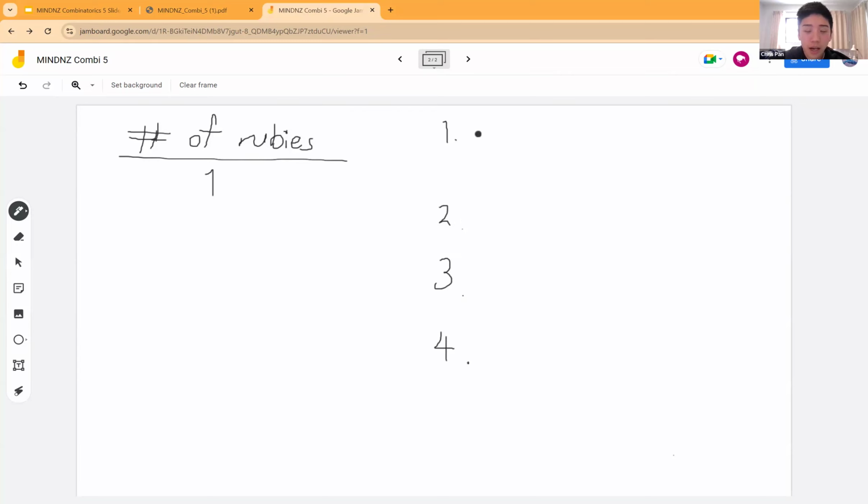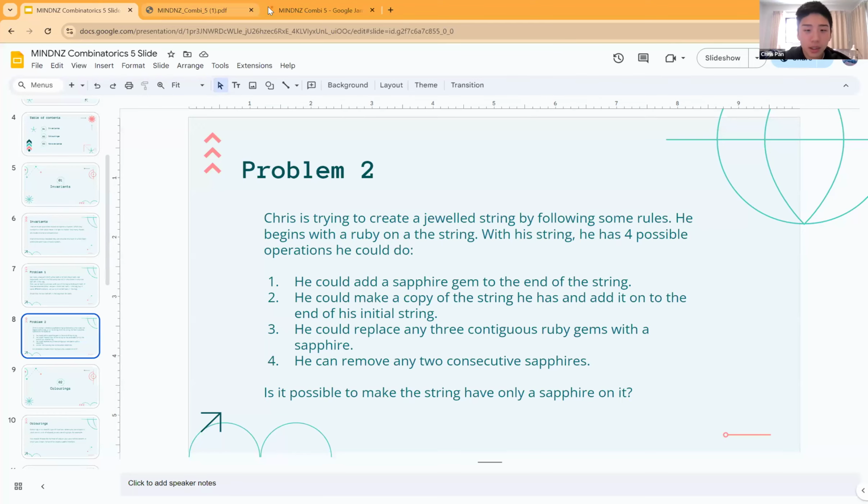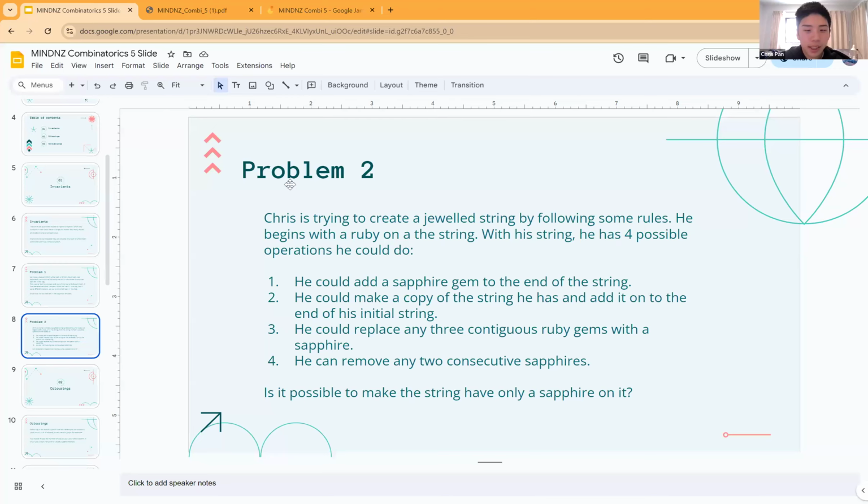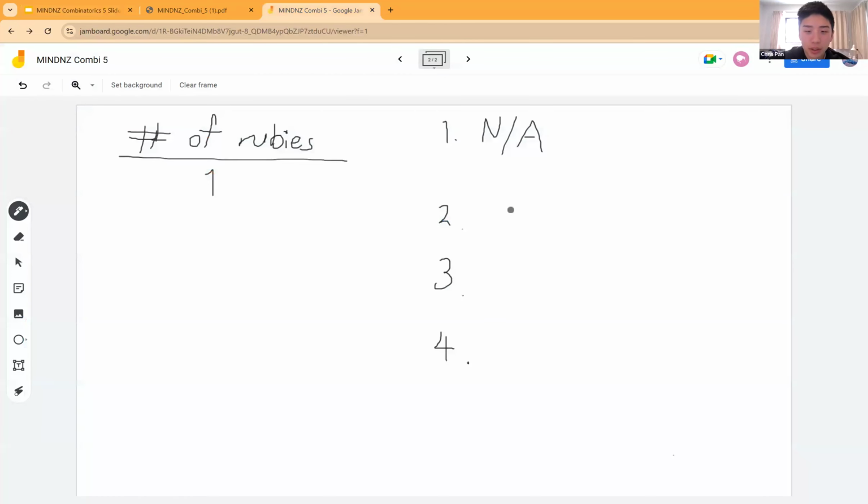Okay. How do each of these four moves affect the number of rubies? The first move adds a sapphire string, so this just does nothing. The second one makes a copy of the string and adds it to itself. So this one is times two, and it multiplies the number of rubies by two.